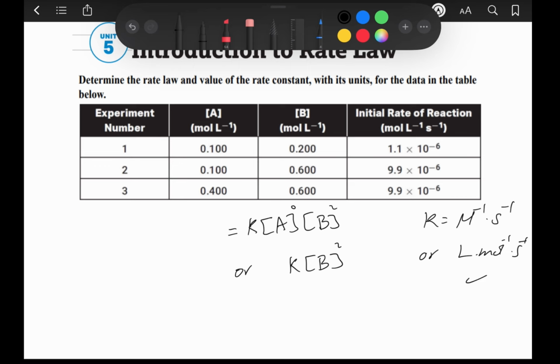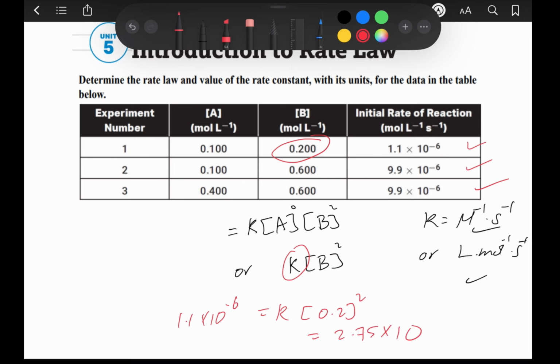So these work. If you want to determine the value of K, we can substitute the value of B in here. Let's take any random experiment. Let's take the first one, 1.1 times 10 to the power -6. The value of K is unknown, and this is the initial concentration, which is 0.2 squared. So the answer is equal to 2.75 times 10 to the power -5.